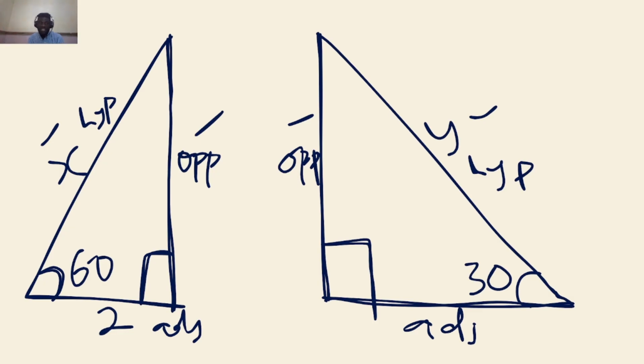So first, the next step is to check which of the triangles has more information that you can solve. You see in this second triangle, what you have is just 30 degrees here. So you can't solve. Then in this case, you have 60 degrees and you also have the adjacent given. So you can get the hypotenuse. So I can come over here using the first triangle. So using triangle A, I can get my what?